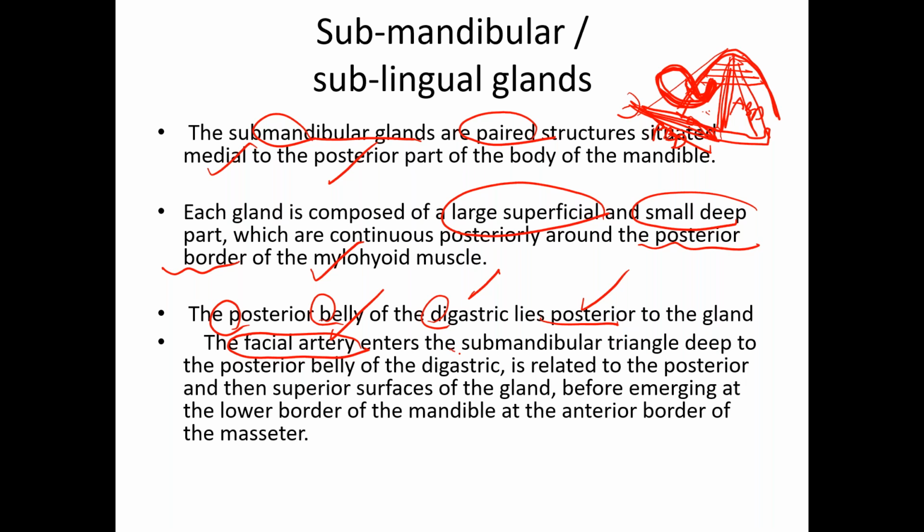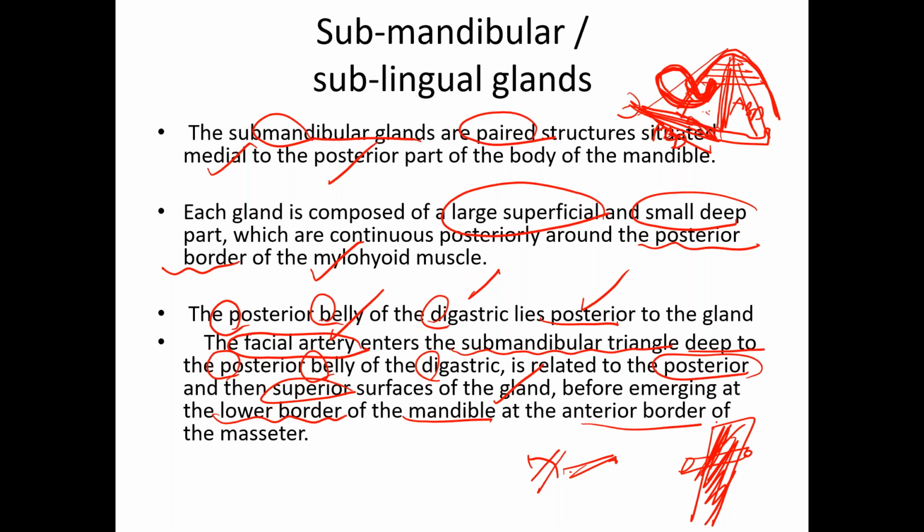A very important relation is the facial artery. The facial artery enters the submandibular triangle deep to the posterior belly of digastric. If you lift the posterior belly of digastric, you can find the facial artery. Above it lies the posterior belly of digastric, related to the posterior and superior surfaces of the gland. It emerges at the lower border of the mandible, at the anterior border of the masseter. If you take this as the mandible from lateral view, it emerges from here and goes towards all the branches of the face.